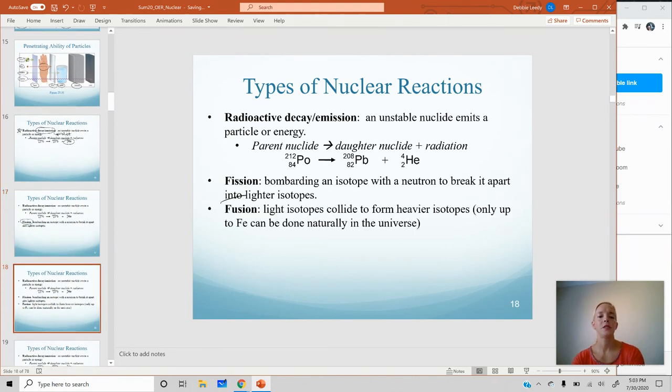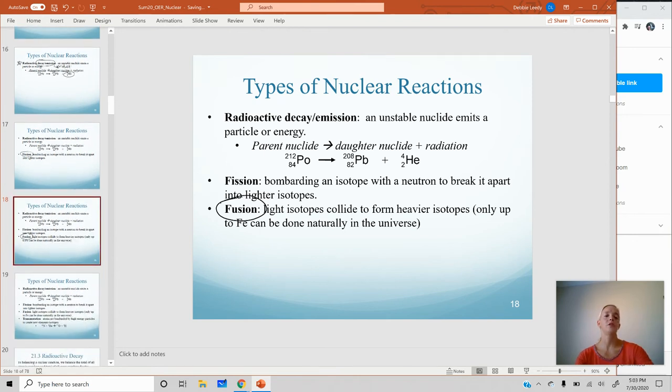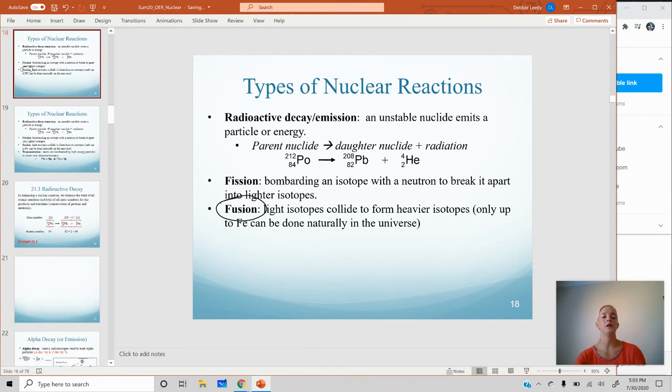The next type is fusion. So fusion is the exact opposite of fission. Fusion is where we combine two lighter isotopes together to form heavier isotopes. In the universe, the highest natural process of fusion can produce iron.